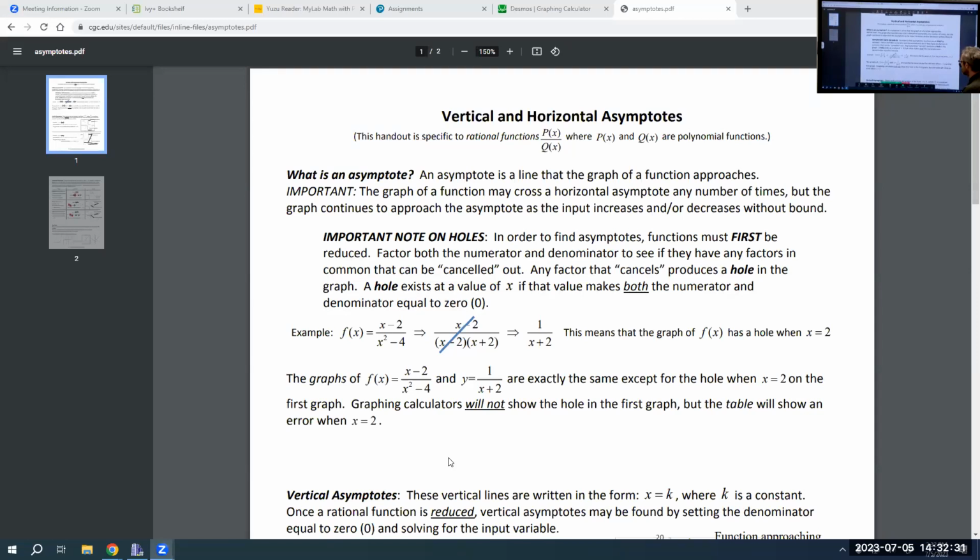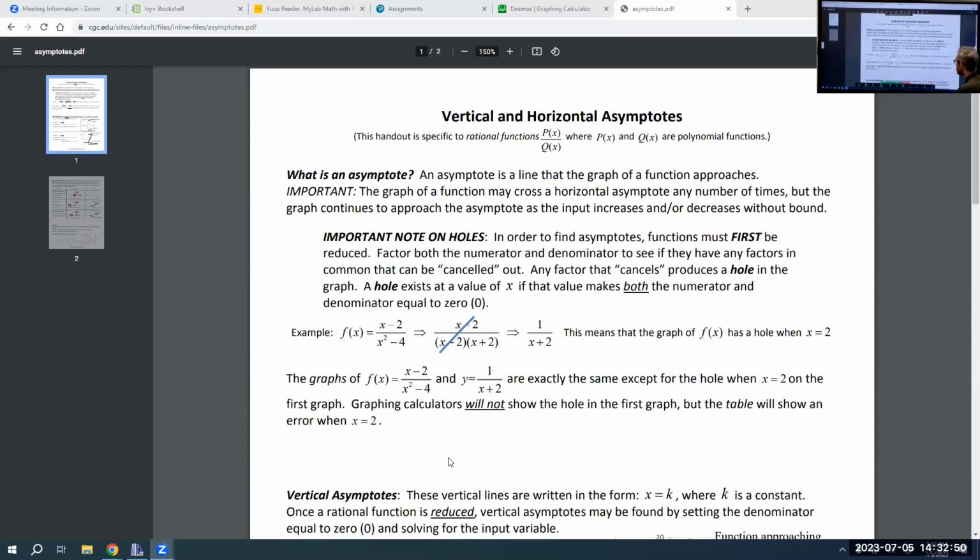F of x equals x minus 2 over x squared minus 4. That's very similar to the problem we just worked on. You see it's 1 over x plus 2. This means that the graph of f of x has a hole where x equals 2. The graph is missing exactly 1 point, x equals 2.